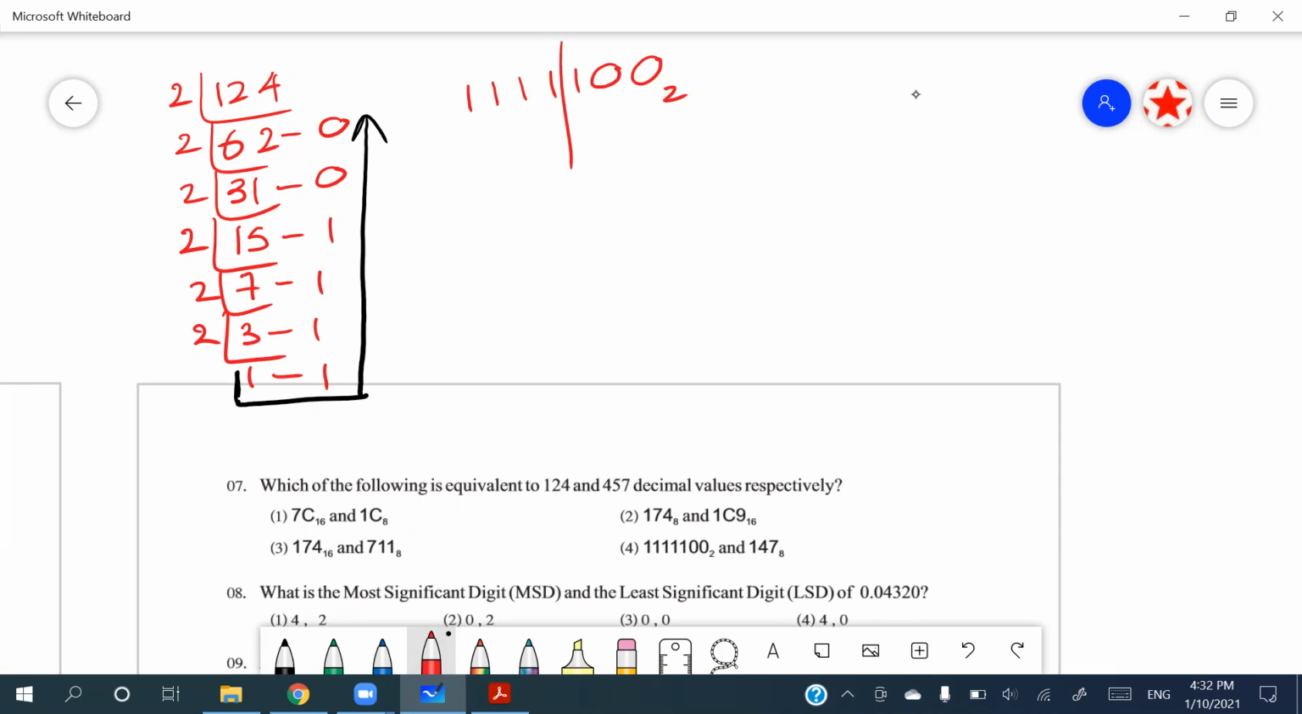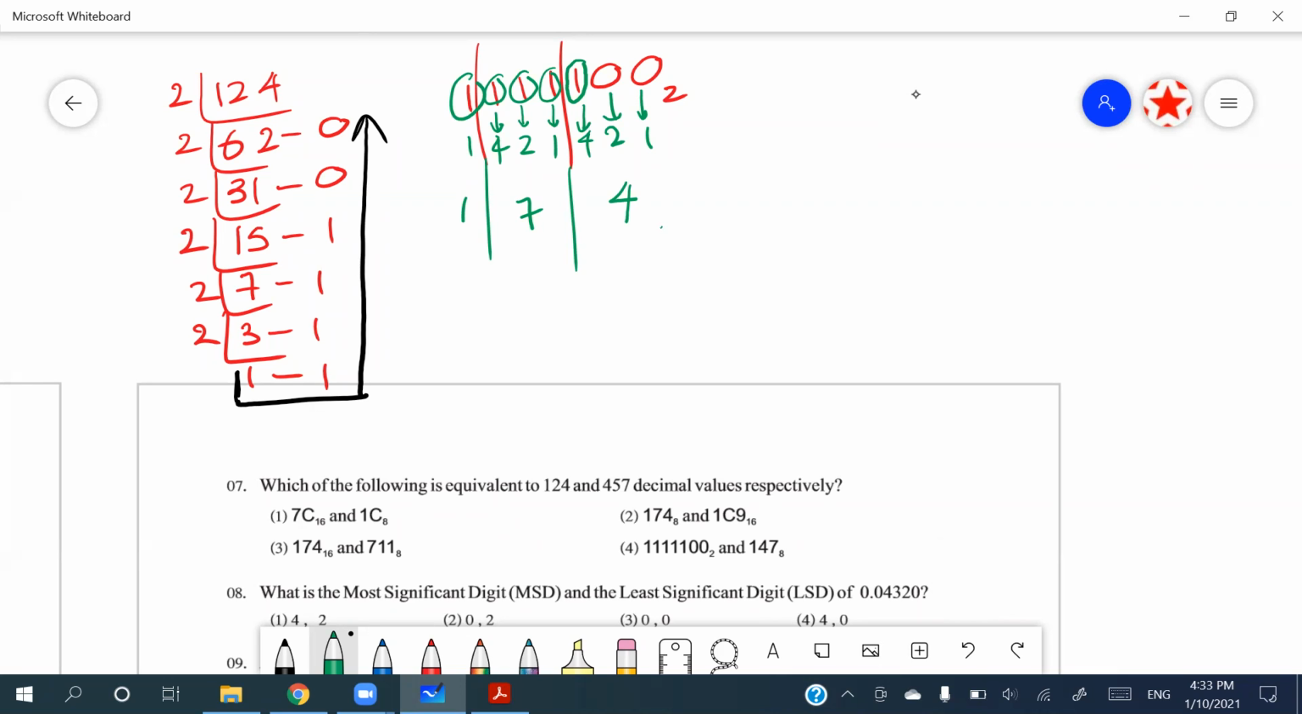So first of all, I'm going to divide into groups of 3s and find the octal value of this. So this contains the place values 1, 2, and 4. This contains 1, 2, and 4, and this contains 1. So this is going to be 4, because there is only 1 above 4, others are 0. Here it's going to be 7, because 1 plus 2 plus 4 is 7. Everything has a 1 over it. So this is going to be 1, because there is a 1 over 1. So it's going to be 174 in octal.